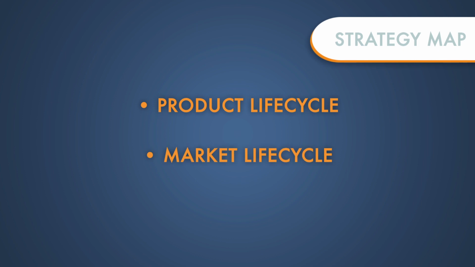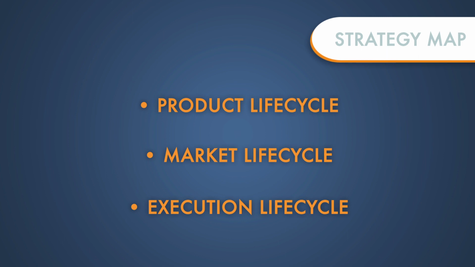The same thing is true for strategy. You need to recognize where you're at, and that dictates what your next set of moves need to be. Now, a great strategy map has these three components. The first is the product lifecycle. These are the assets, the goods and services you make available for sale. The next is the market lifecycle. The market lifecycle represents the types of customers that you're selling to. The third element is the execution lifecycle. The execution lifecycle is your organization's capabilities to develop products for your customers.